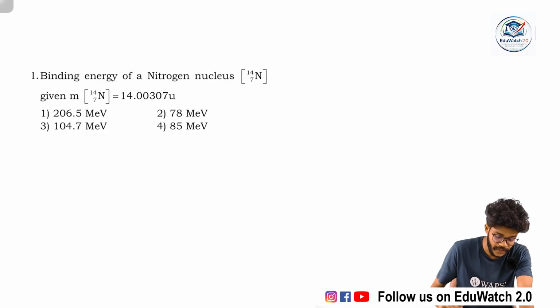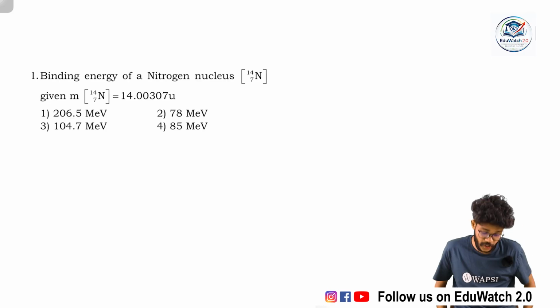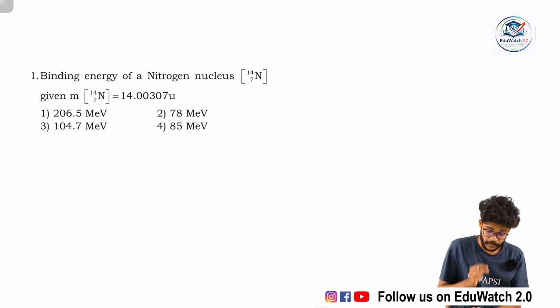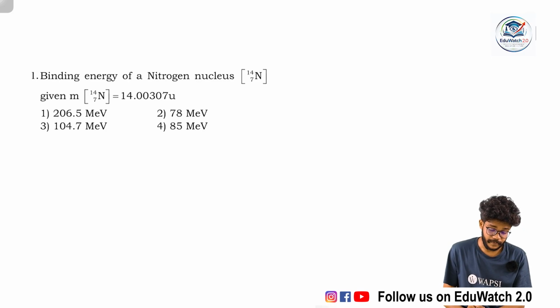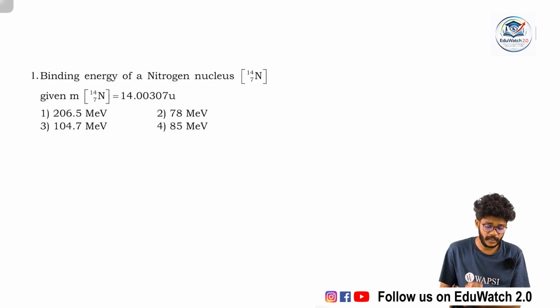Okay. So the first question is related with the binding energy. Binding energy of a nitrogen nucleus 7N14, as that means ZXA, Z is 7. That means the atomic number is 7 and the mass number is 14. Given M, that means the total mass of this element is 14.00307 U, atomic mass unit U. So we have to find the binding energy.